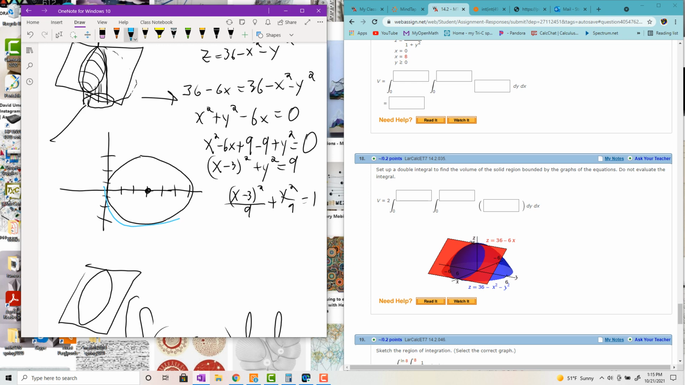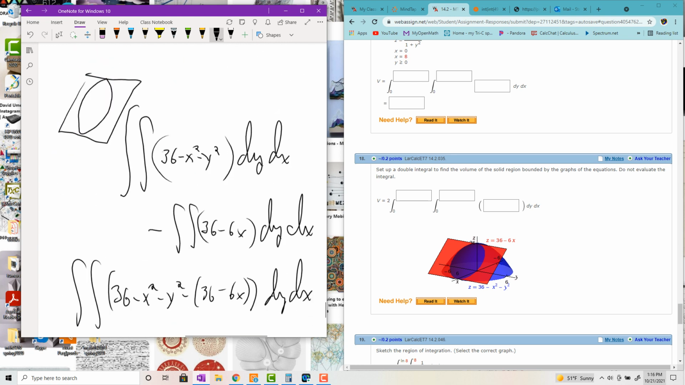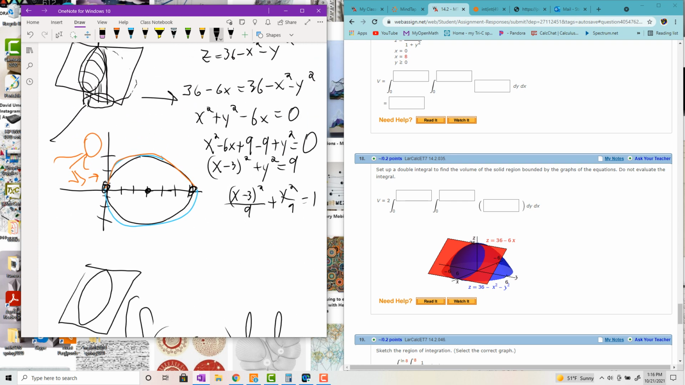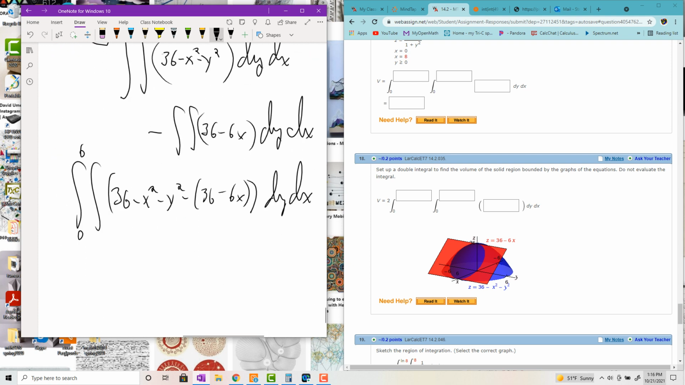So the bottom curve in blue to the top curve I'll put in red. Here's my running guy going in this direction. So point to point is going to be 0 to 6. The outer part of the integral is 0 to 6. The inner portion, solving this equation for y, I get y is plus or minus the square root of 9 minus (x minus 3) squared. So the bottom branch is the negative square root, the top branch is the positive square root.